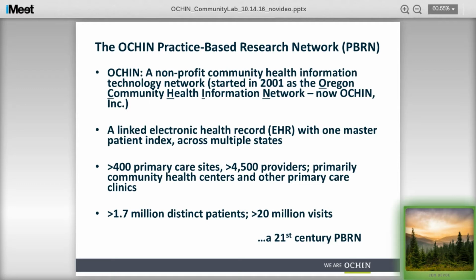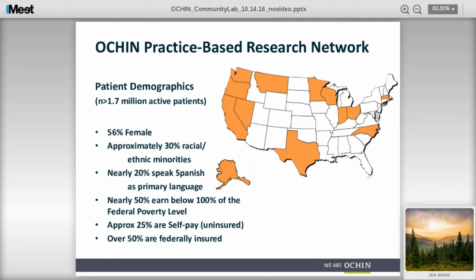So it's very valuable for care, so that across these 400 sites with over 4,500 providers, we're all seeing the same record, we're all documenting in the same record, coordinating that care. And for research purposes, it is very vital to also have that information all in this one record. For over 1.7 million patients that are actively being seen in these centers, and well over 20 million visits.